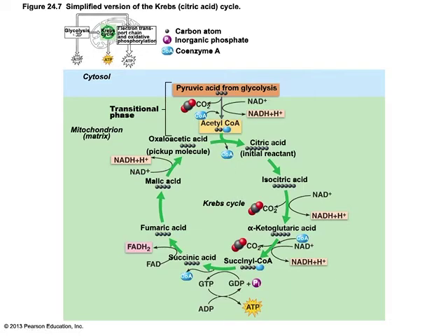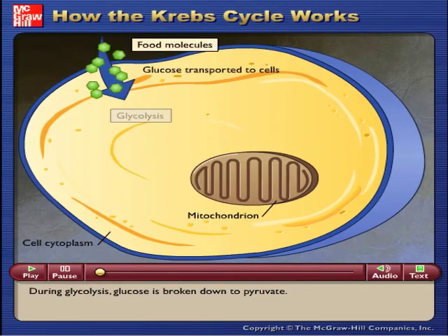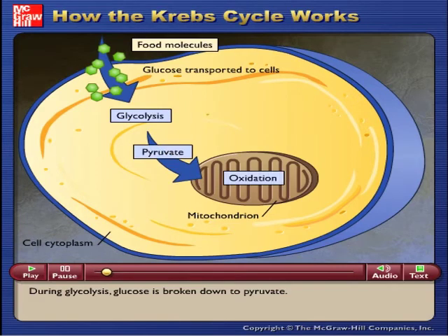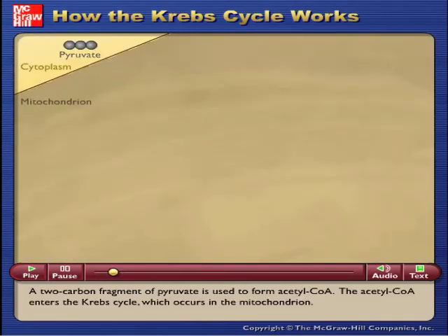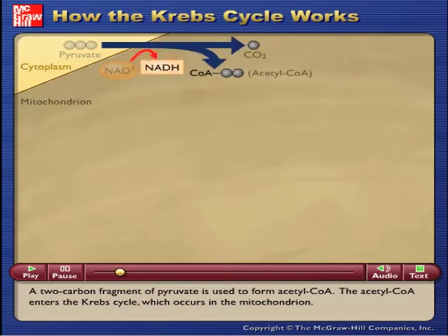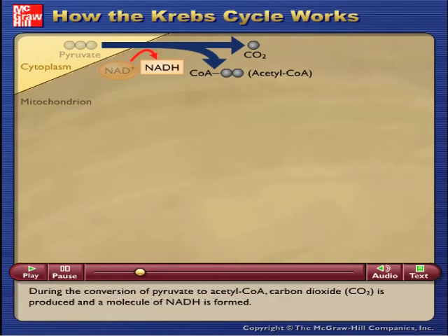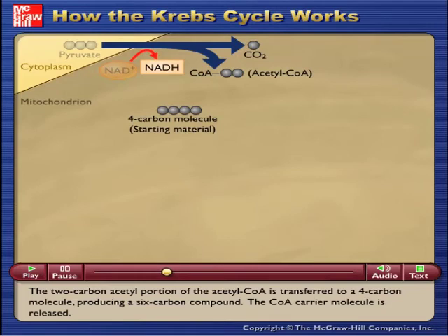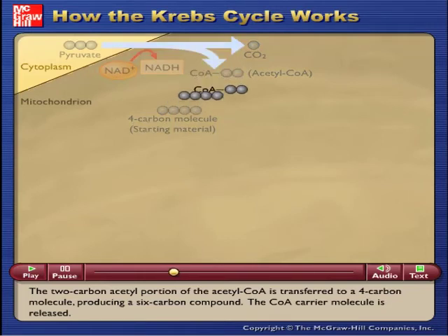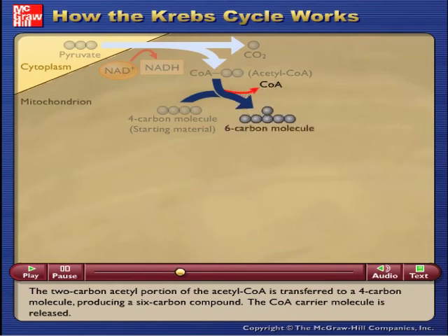So let's consider that now. During glycolysis, glucose is broken down to pyruvate. A 2-carbon fragment of pyruvate is used to form acetyl-CoA. The acetyl-CoA enters the Krebs cycle, which occurs in the mitochondrion. During the conversion of pyruvate to acetyl-CoA, carbon dioxide, CO2, is produced and a molecule of NADH is formed. The 2-carbon acetyl portion of the acetyl-CoA is transferred to a 4-carbon molecule, producing a 6-carbon compound. The CoA carrier molecule is released.